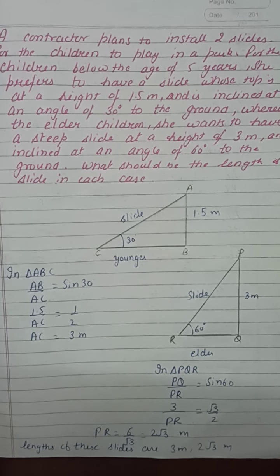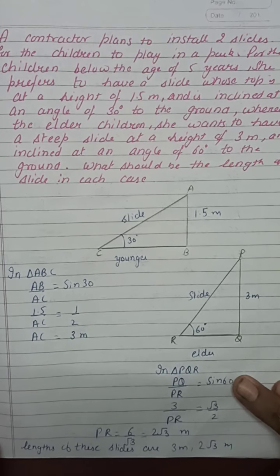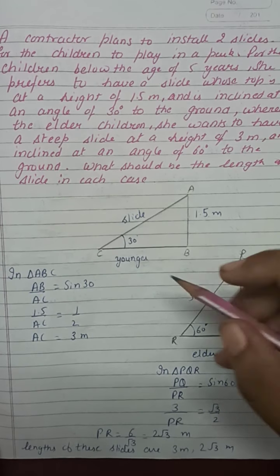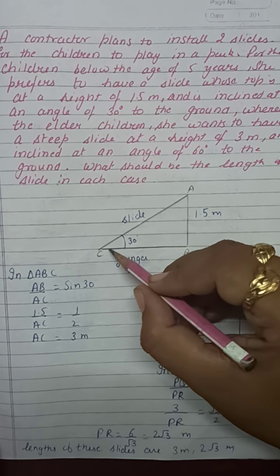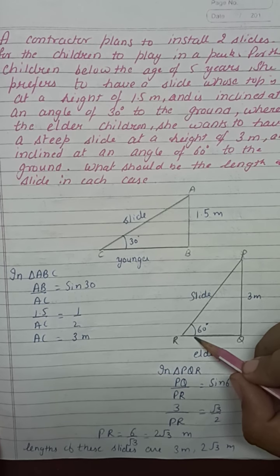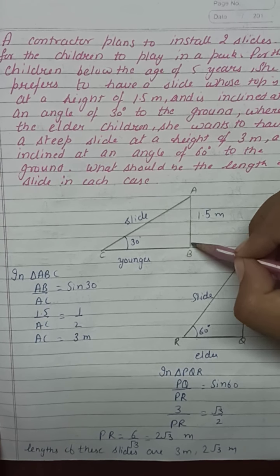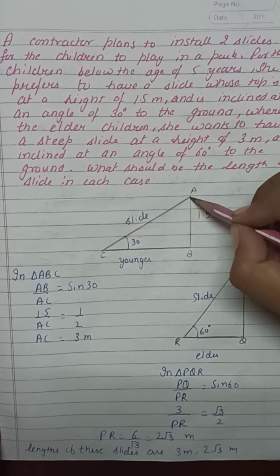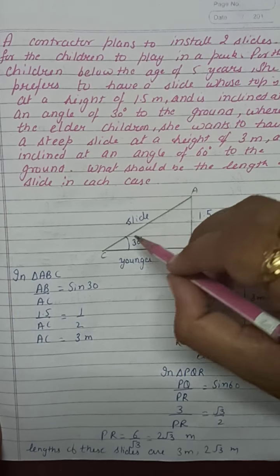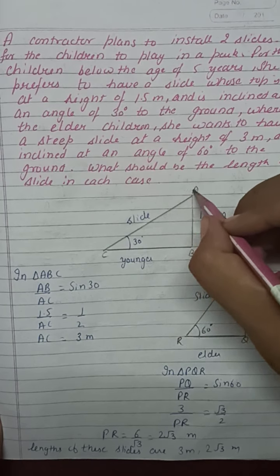So what is given in this question? A contractor wants to make 2 slides, one for the younger and one for the elder children. For the younger children, the slide should not be very steep, so the angle of elevation must be smaller than the angle of elevation for the slide for the elder children. So what will I do? According to that, the height of the top of the slide and the foot will be AB. It will be 1.5 meter and the angle of elevation is 30 degree. Now we have to calculate the length of the slide.